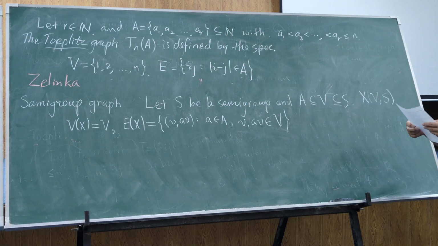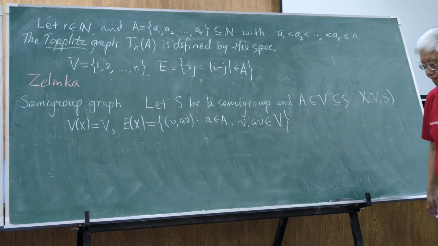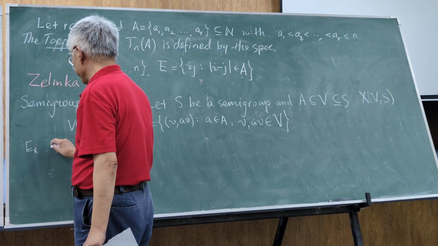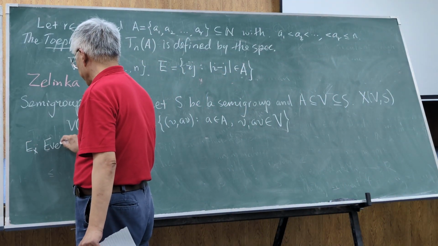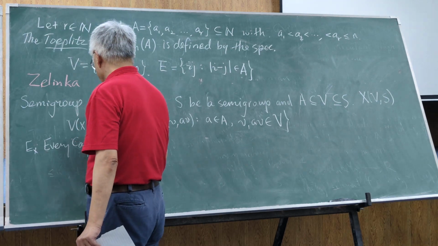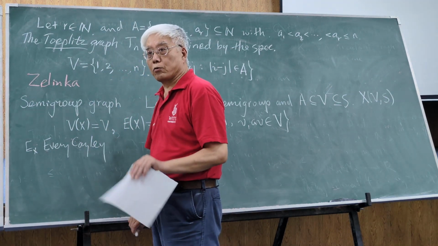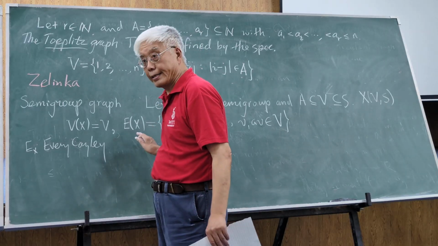So this has a good reason. When we see examples, you will probably start seeing the reason. Now, the main thing is, every Cayley graph is a semigroup graph. Number one, example. Only that now the semigroup is a group, and we have three additional conditions on A.